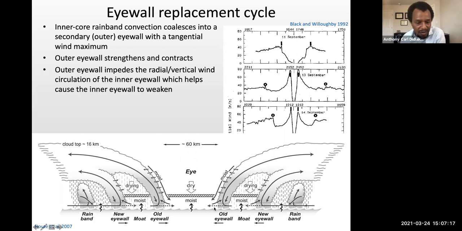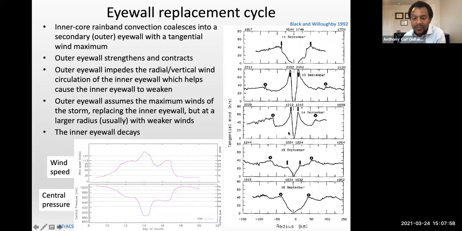If we look at a vertical cross section of the convection that's associated with the secondary eyewall, you can see that this primary eyewall, of course, has this in-up-out feature. And the new eyewall has the same in-up-out feature, not necessarily as deep, but you can see you still have this boundary layer inflow that's feeding now preferentially into the secondary eyewall over the inner eyewall. And it turns out that the outer eyewall can impede the overall vertical and radial circulation of the inner eyewall and help cause the inner eyewall to weaken.